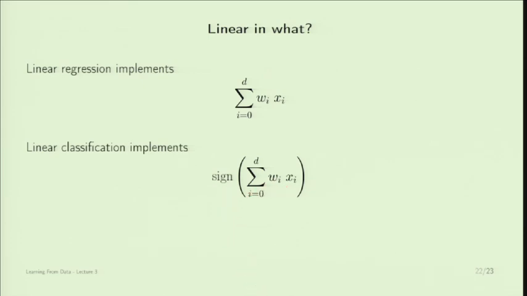Now, these, you would think, are called linear because they are linear in the x's, which they are. I get these inputs, and I combine them linearly, and I get my surface. That's why I'm calling it linear. However, you will realize that, more importantly, these are linear in W.